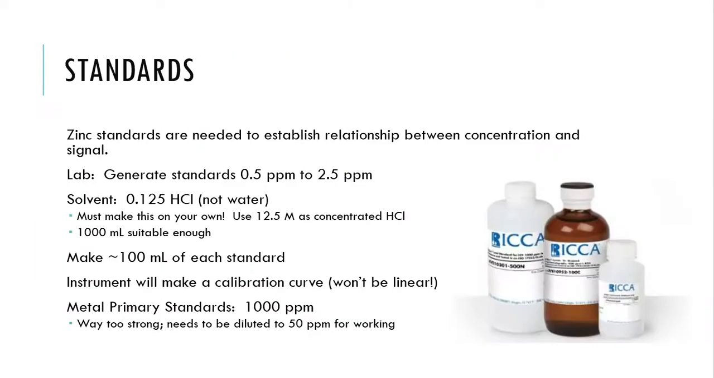So in these directions, it's going to tell you to obtain a 1,000 part per million solution. And this 1,000 part per million solution of zinc will come from a primary bottle, like what you see on the screen. This primary bottle will be 1,000 ppm, and it will have a certificate that came along with it to prove that it was a 1,000, so we can trust it. And it looks like I need to make a series of standards from it when I pull up the directions for the zinc lab procedure.